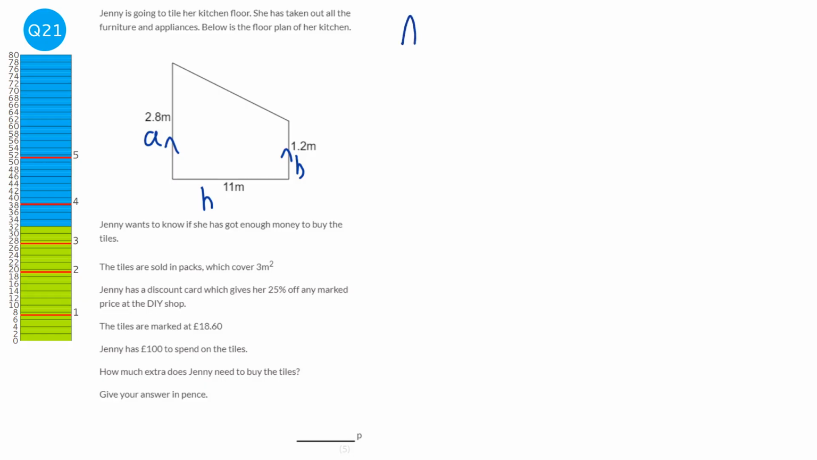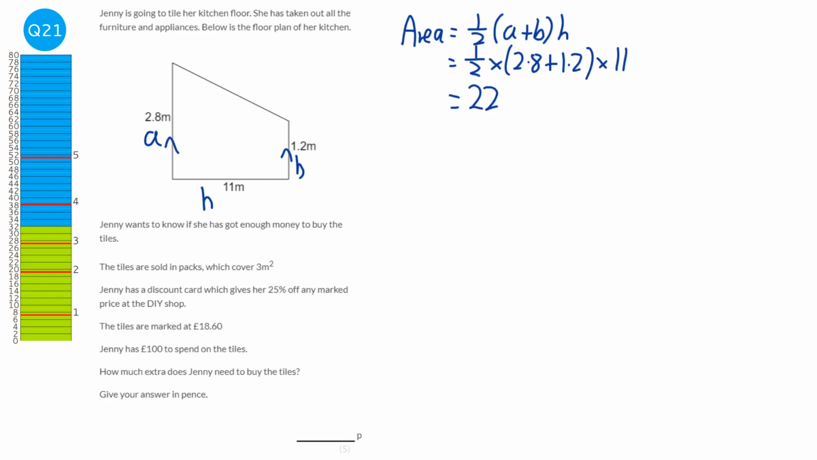So we're going to start off by writing down the formula. So it'd be half a plus b h. So half times 2.8 plus 1.2 times 11. And when we do that, we get 22. So the area of the floor is 22 meters squared.